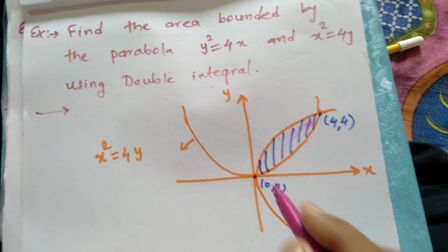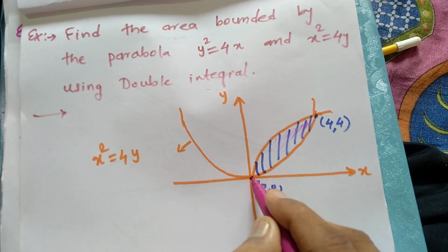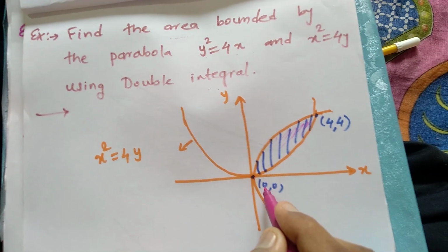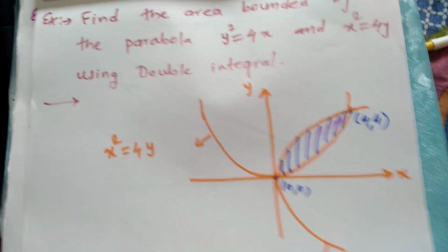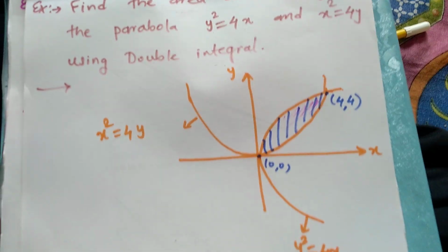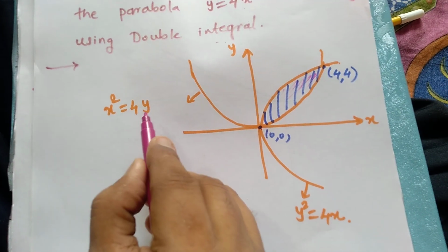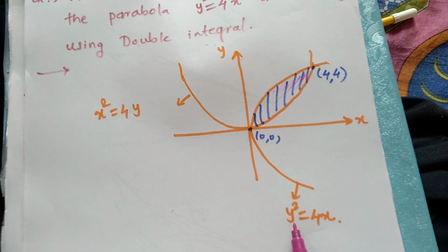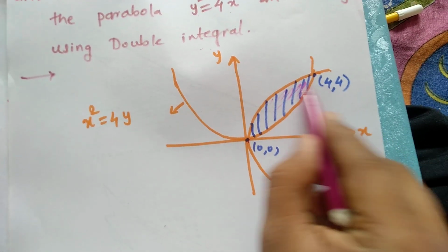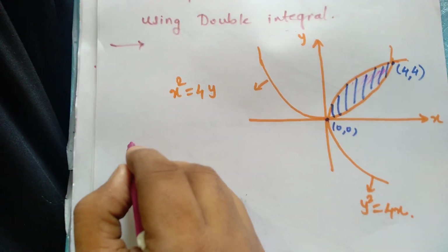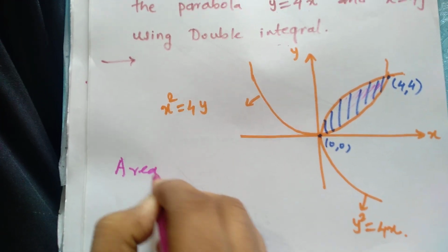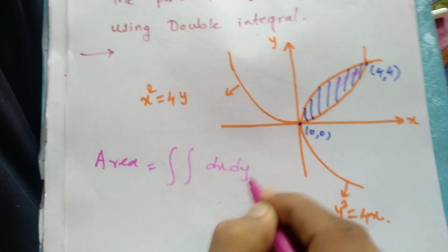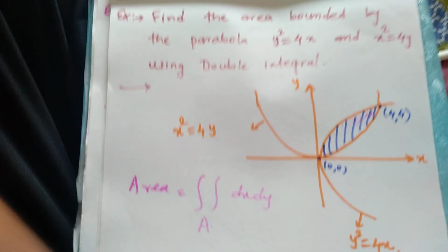So first thing you have to do, these curves are intersecting at 2 points. You have to find the coordinates of those points. This we all know, it is 0, 0. And this is 4, 4 you have to calculate. What you have to do? See, the value of y is x square upon 4. From one equation, you put into the other equation. Solve that equation, you will get the coordinates of this point. Now, we all know the formula for area. Area equal to double integration dx dy over the area A. Correct? Okay.